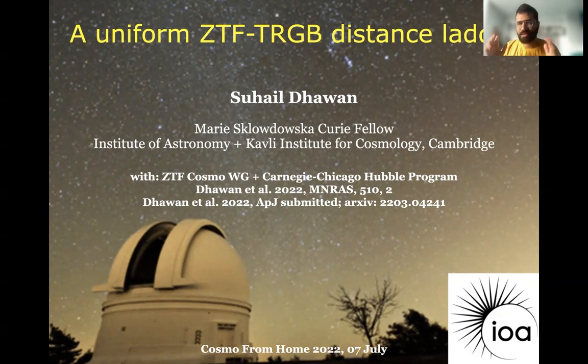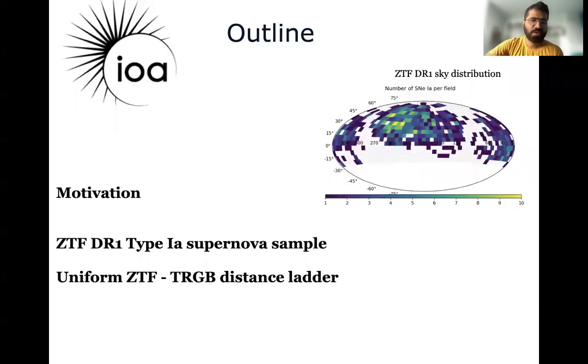Now, I'll specifically be talking about this as a method for measuring the Hubble constant and moving towards the JWST era in the future. Details of both the projects that I'll be talking about, the first data release and the uniform distance ladder, are in these two papers. This is work done in collaboration with the ZTF Cosmology Working Group, as well as the Carnegie Chicago Hubble Program.